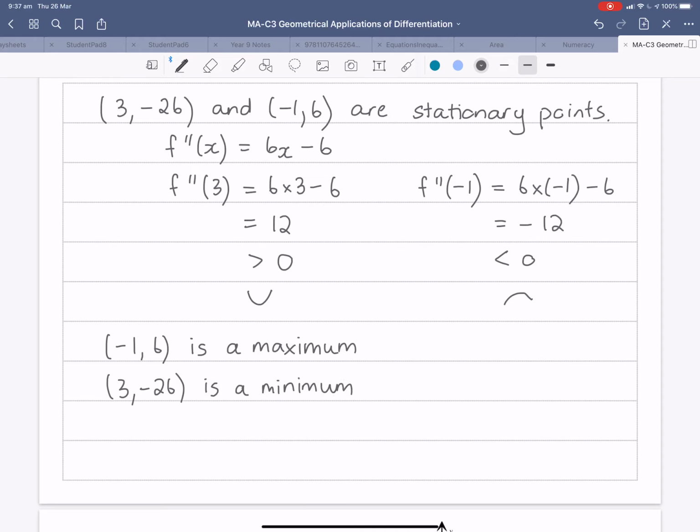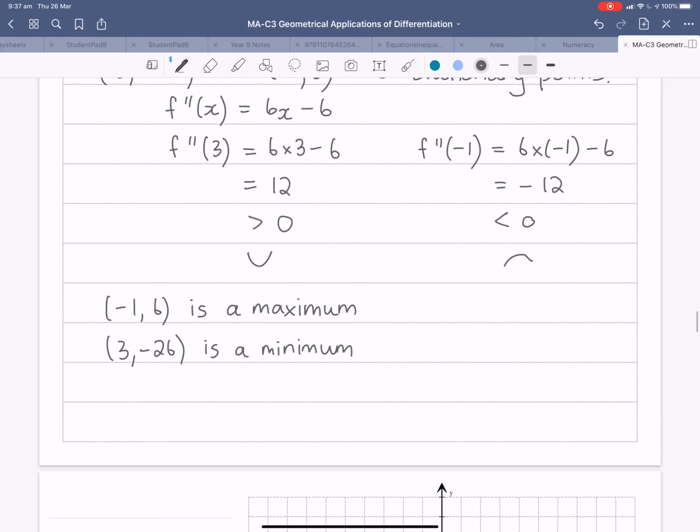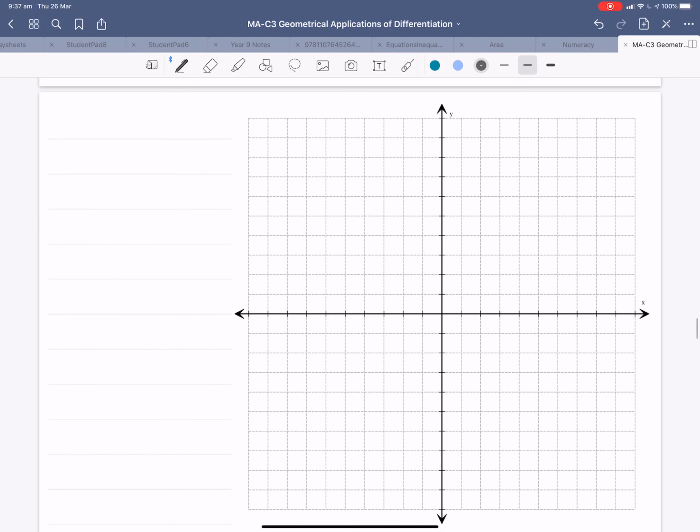All right, our next step is to find that point of inflection, and we do that by setting our second derivative equal to 0 and checking that concavity changes on either side. So for points of inflection, f double dash of x equals 0, which gives me 6x minus 6 equals 0, which gives me x equals 1.